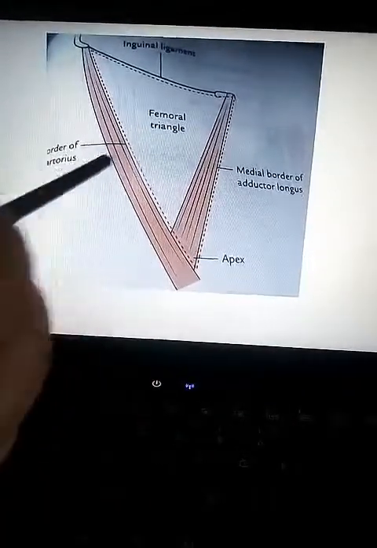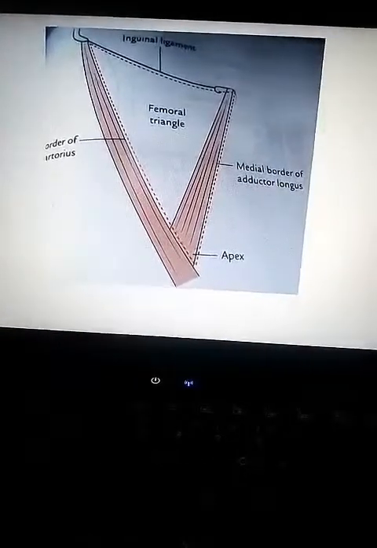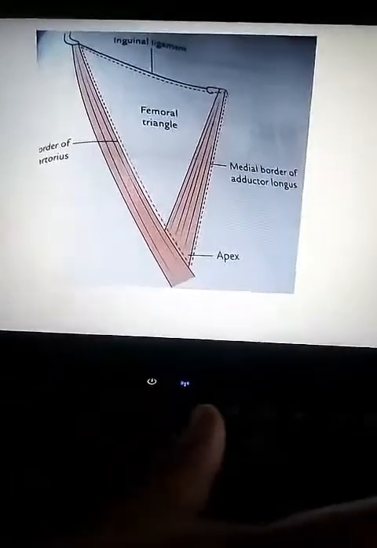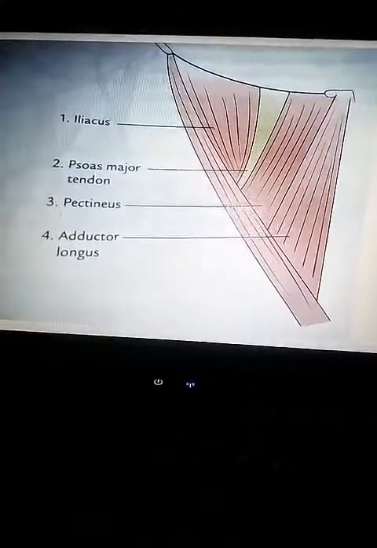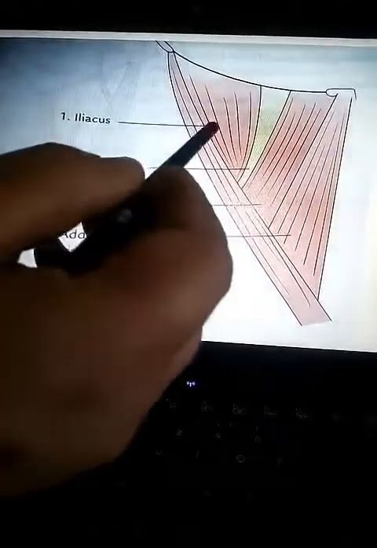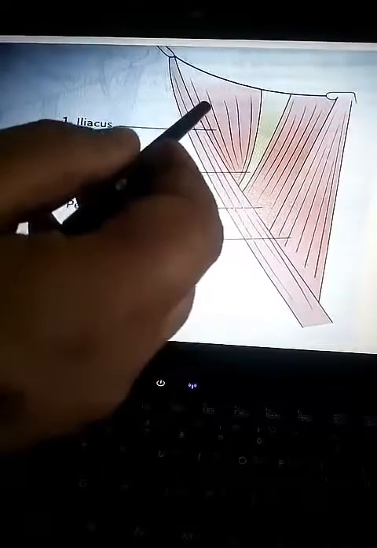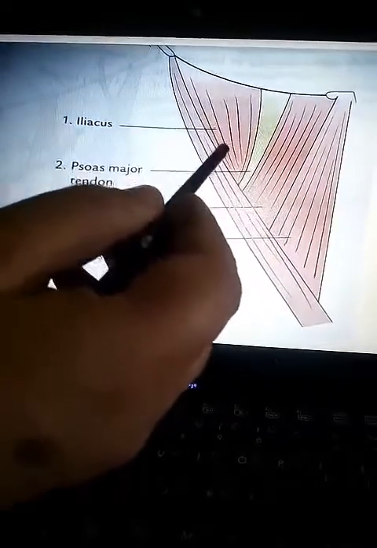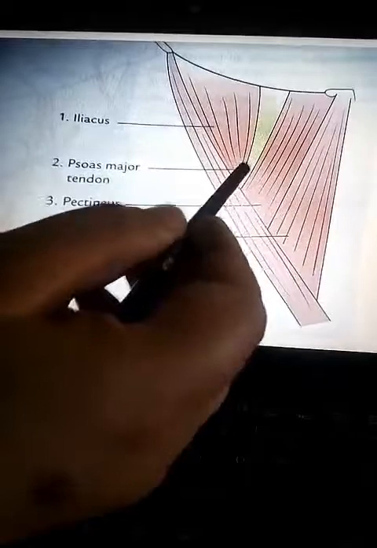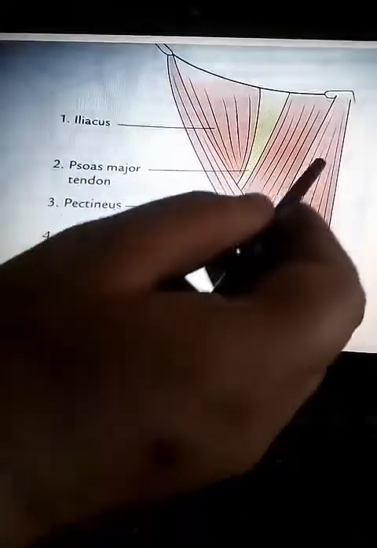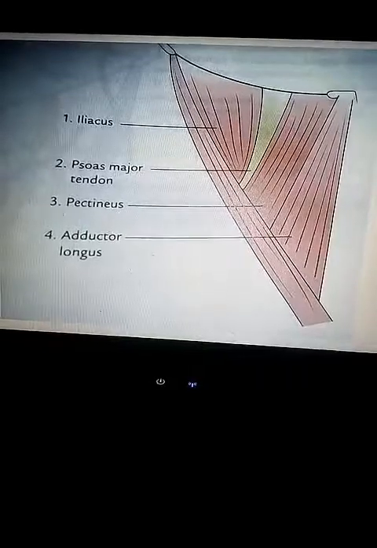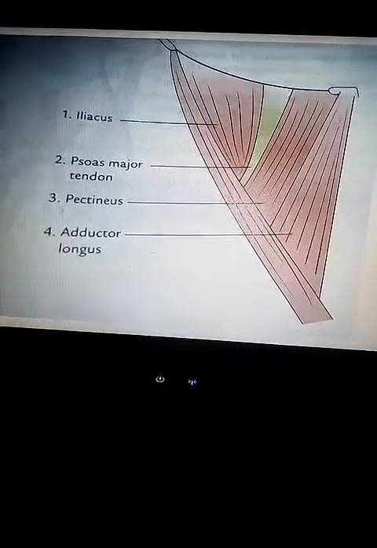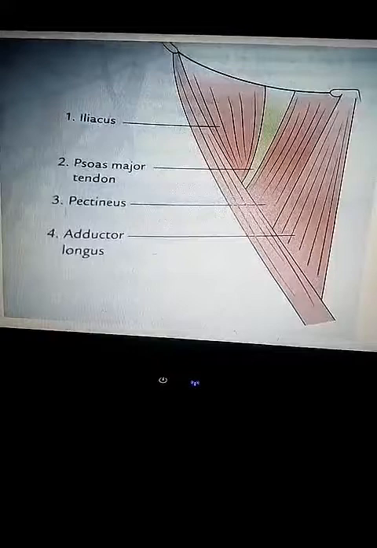The floor is gutter-shaped and muscular. From lateral to medial side, it is formed by muscles. Laterally, there is iliacus, then psoas major, then pectineus, and adductor longus. The roof of the femoral triangle is formed by fascia lata having saphenous opening.